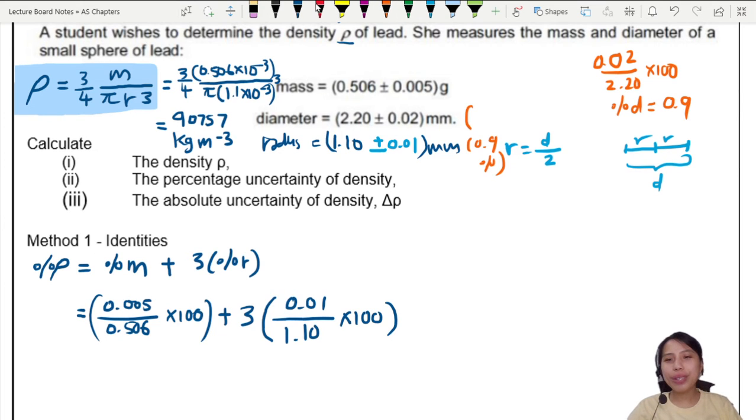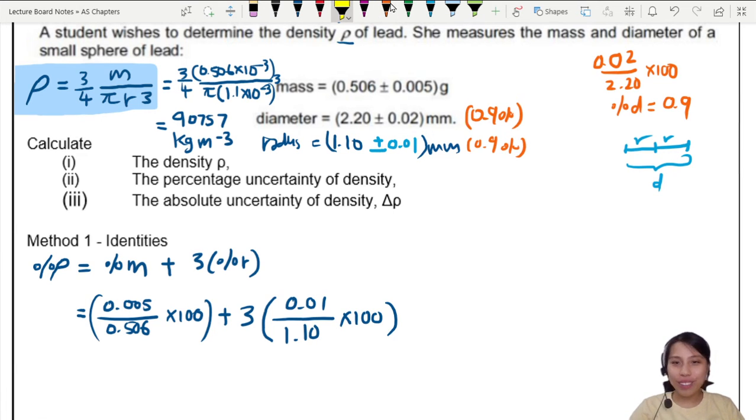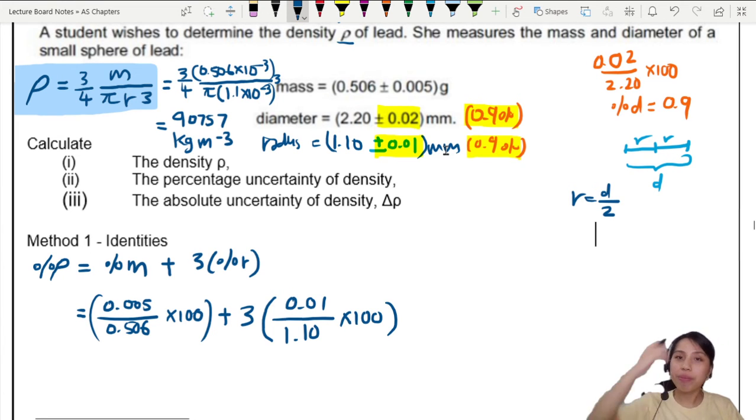So it doesn't matter which one you take. You just take either one, the percentage is the same. So this is 0.9%. This is also 0.9%. But although their uncertainty percentage is the same, their absolute uncertainty is different. So know this fact. This is our identity from the equation. R equals D divided by a constant 2. Percentage unchanged. But the absolute uncertainty gets divided and split smaller.